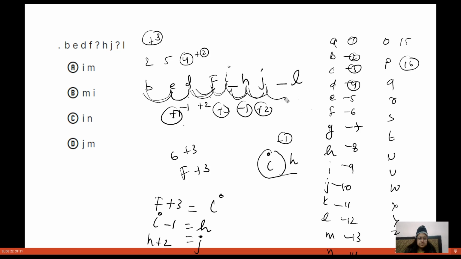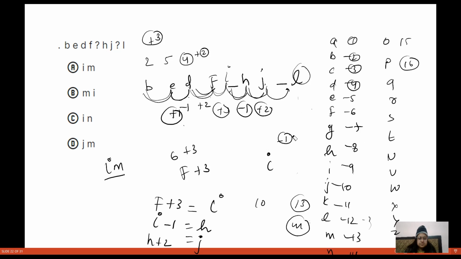So from here to here, I am going to do plus 3. J is 10, I need 13, so I am going to get M. If I do M minus 1, I'll get 11, which is L. So my answer is coming to be I M.